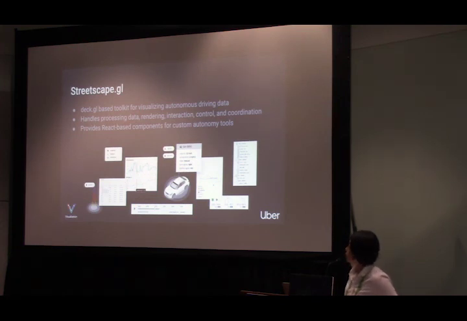So the third product I'll cover today is Streetscape GL, which was just released in February of this year. This is a rendering framework for autonomous vehicle systems. It can render the vehicle logs, help people inspect and explore their logs, and get insights from there. It's also built on top of deck.gl, which means it can render your logs in a performant way.